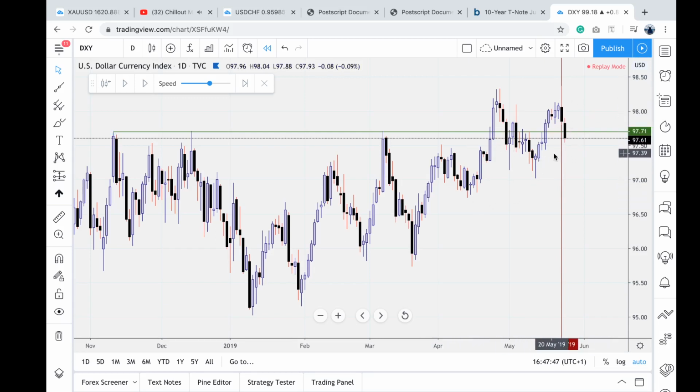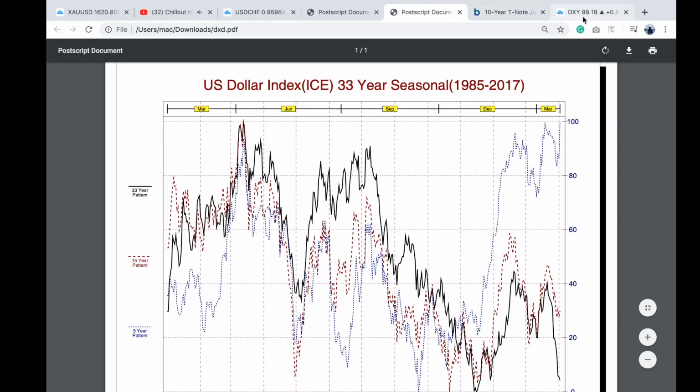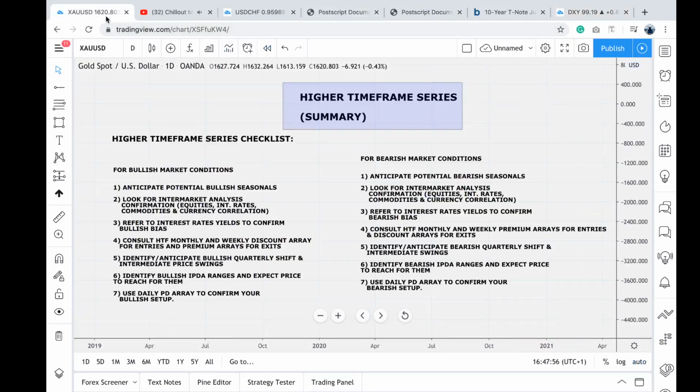So we don't know that yet, but we're anticipating based on what the 10-year Treasury note has told us, and also based off what seasonal tendencies has told us. So now, what we're going to do is anticipate bearish correlation being formed in the marketplace. Then number 6 now is you identify bearish IPDA ranges and expect price to reach for them.